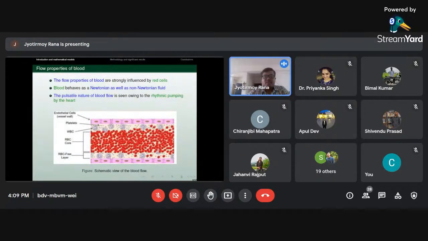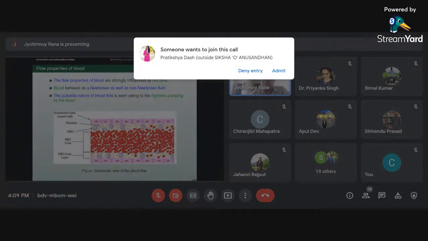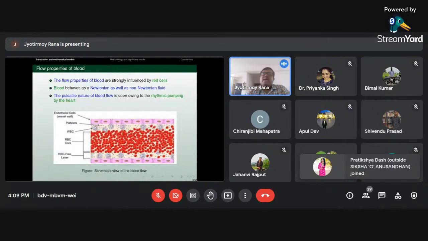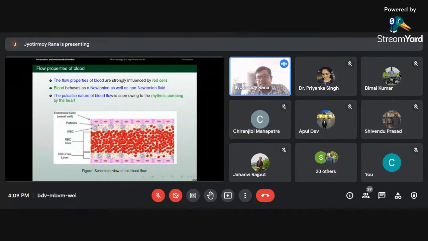So now the flow properties of the blood. This is the symmetric view of the blood flow. When the blood flow occurs, we can see the RBC move through the central axis of the tube, and it is concentrated more toward the central axis of the tube. So we can see that the RBC region is near the central region of the tube, but WBC and platelets and the other component of the blood, the plasma, can be seen near the wall region.